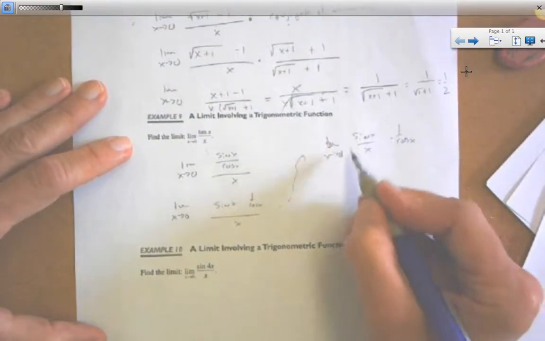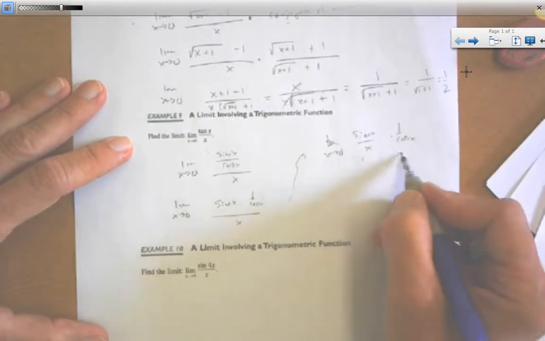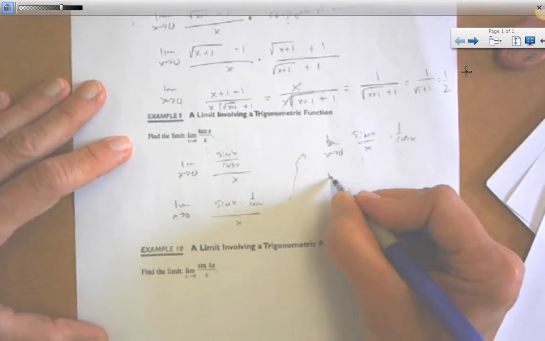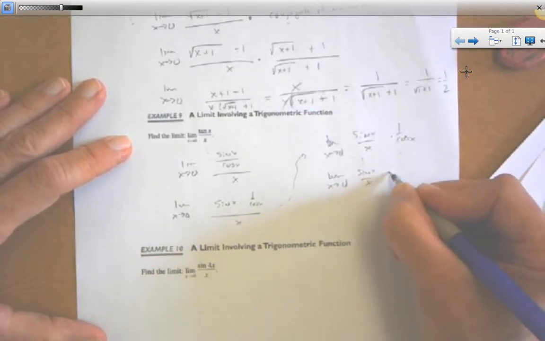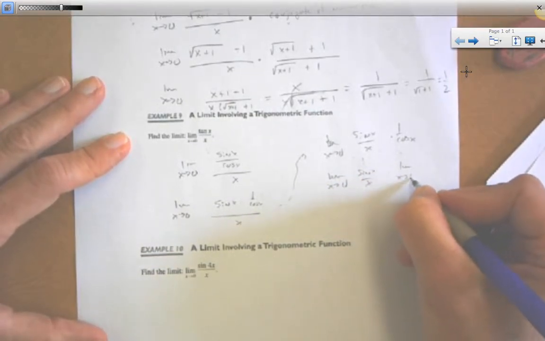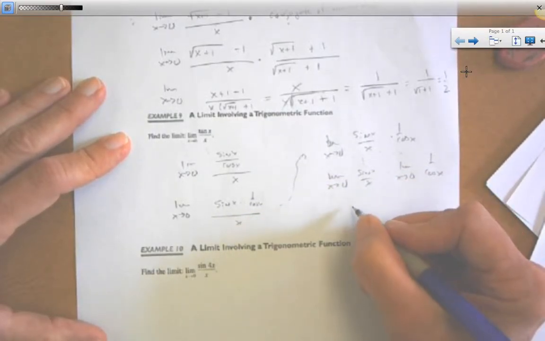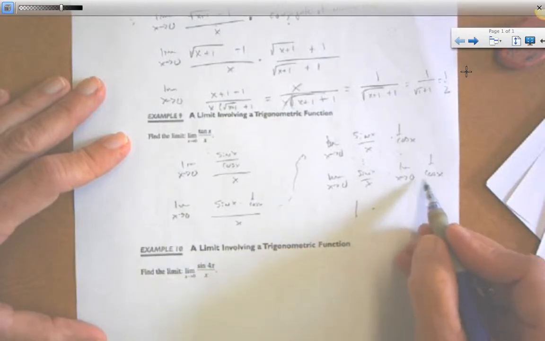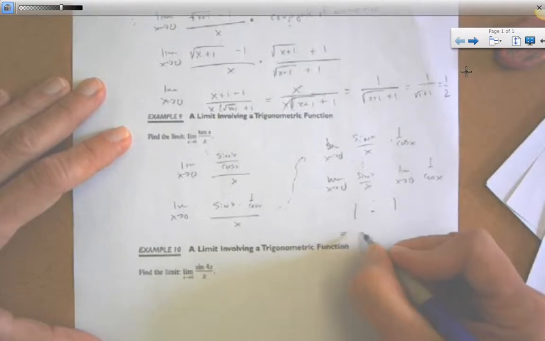All right, I know what happens here. Now remember your properties, I can evaluate each of these separately. So I've got the limit as x approaches 0 of sine x over x, times the limit as x approaches 0 of 1 over cosine x. This from the rule is equal to 1. Let's do direct substitution. Cosine of 0 is 1. 1 over 1 is 1, so the answer is 1.